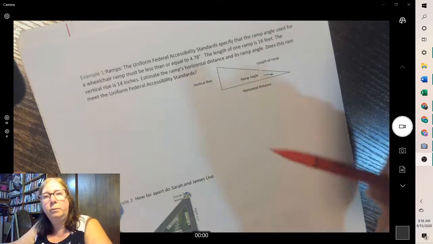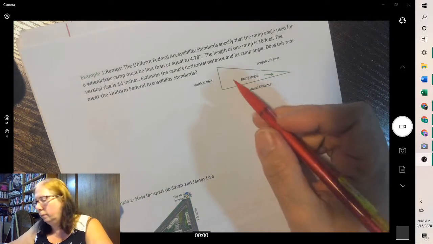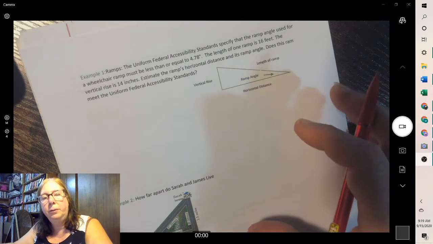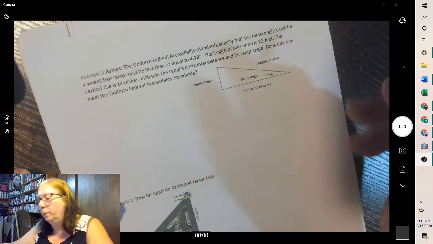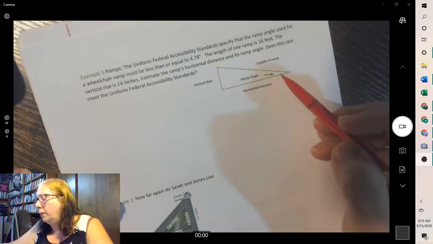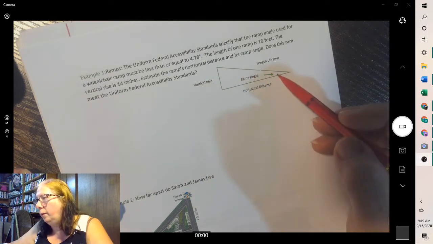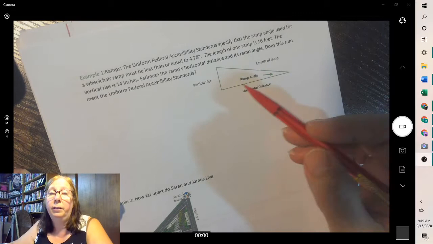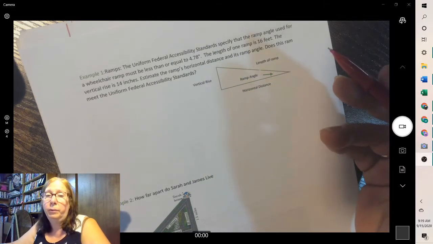Today we're going to do some more examples with right angle trigonometry, and I mixed up the two cases so that we can practice, because remember, if we have two sides and we're looking for the third side, we use the Pythagorean theorem. If we have an angle or are looking for an angle, then you have to use SOHCAHTOA.